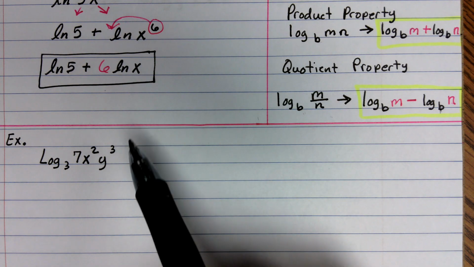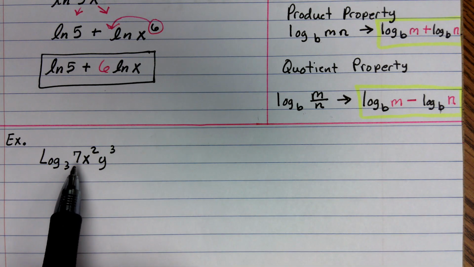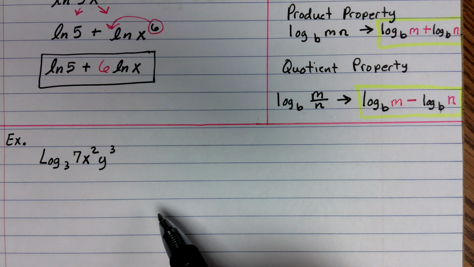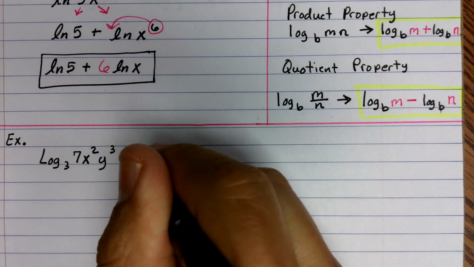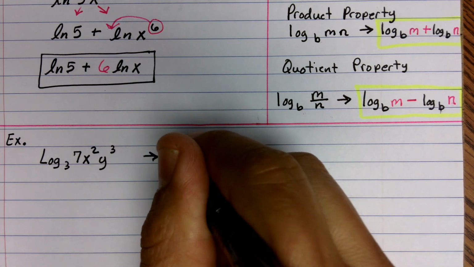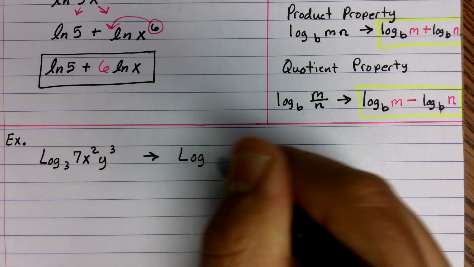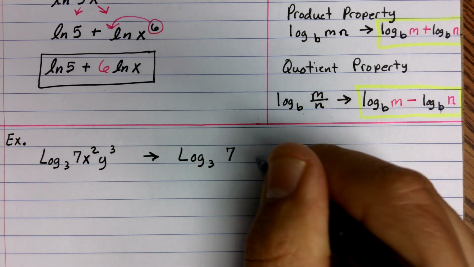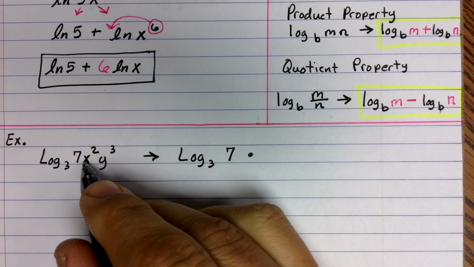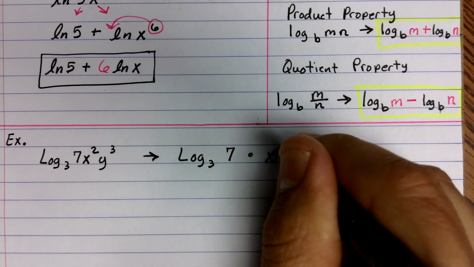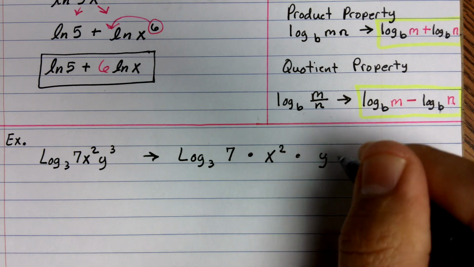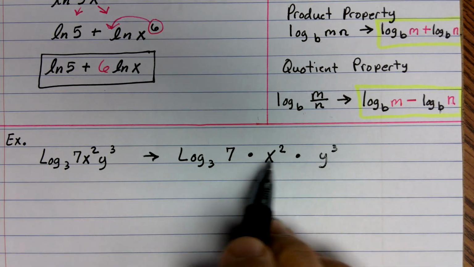But unlike the previous one that just had two terms, this one, because we have three different things, we have this 7, we have this x, and we have this y, we're going to go ahead and break it up into 3. Now before I do so, I'm just going to kind of show you what I mean by breaking it up. For instance, I have log base of 3, 7, and I'm just going to put a dot here. This is being multiplied to x squared, which is then being multiplied to y to the 3rd power. And I'm just spreading it out. I'm kind of like dissecting it.